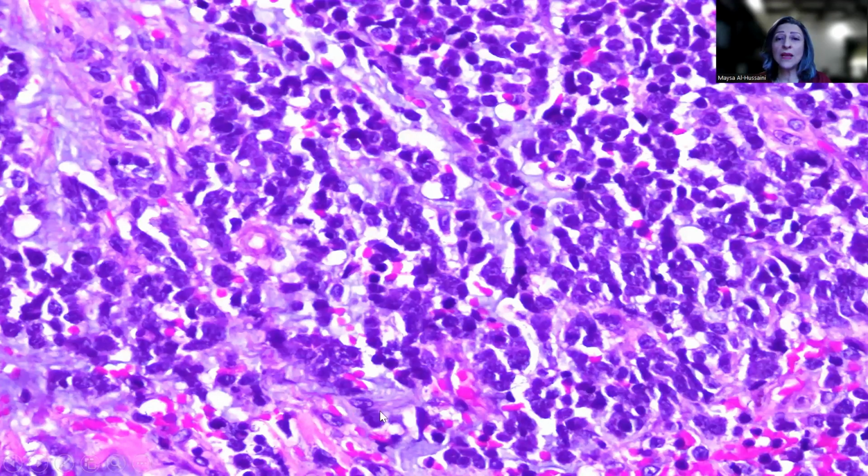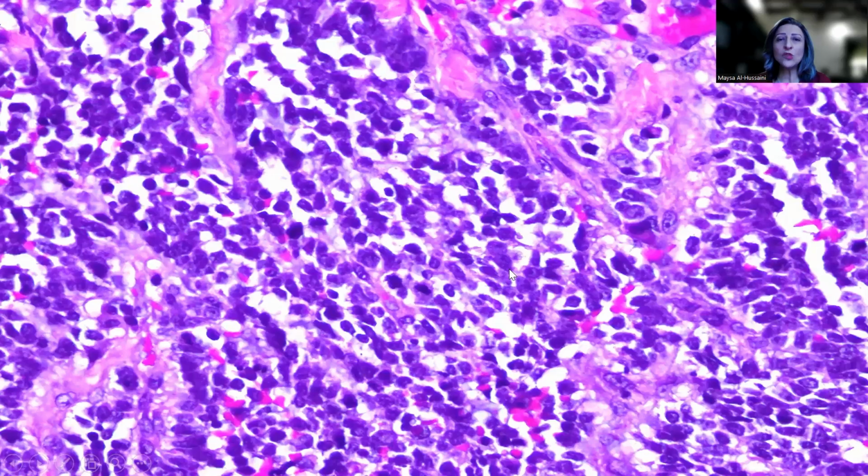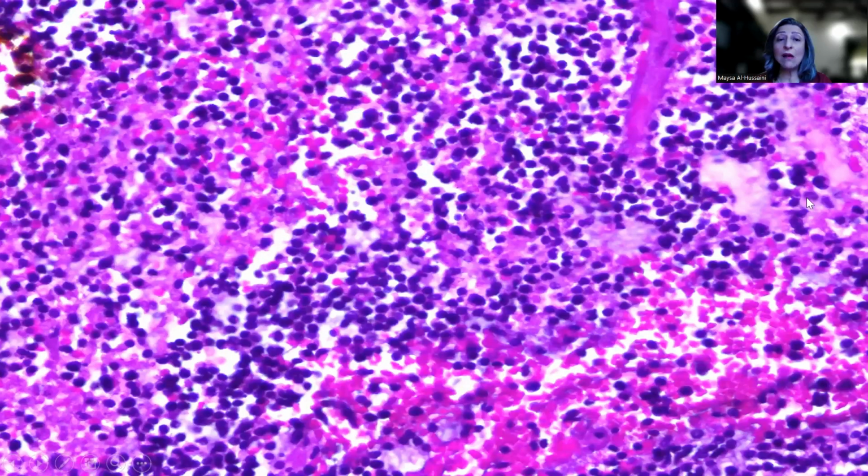On higher power magnification, we can see the typical appearance of the small round blue cells with high NC ratio, inconspicuous nucleoli, some myxoidish background, and another area here showing really very monotonous proliferation of those cells with the high NC ratio, with the hyperchromasia, with the scattered mitosis and apoptosis, and then large areas of necrosis. And the first thing that would come to mind is this Merkel cell carcinoma or not.